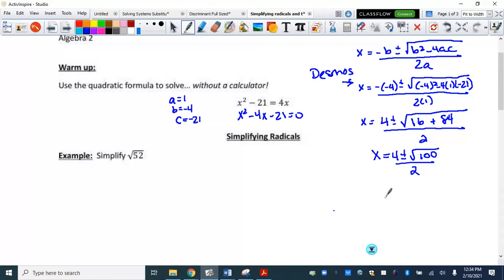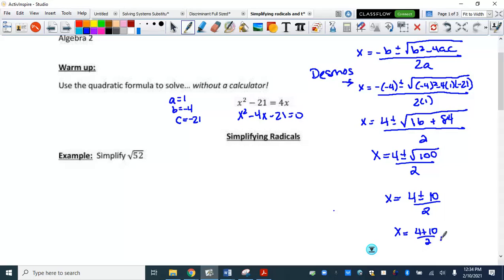And actually, we can go further than this on this problem because you should know what the square root of 100 is. Now, if the discriminant was not a perfect square, then you would be done. But this one is just 4 plus or minus 10 over 2. And when you write that out, you have two answers.